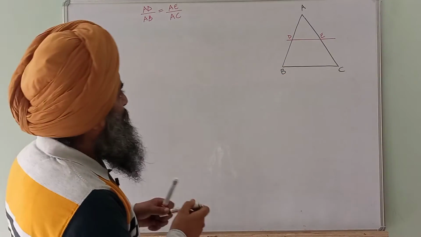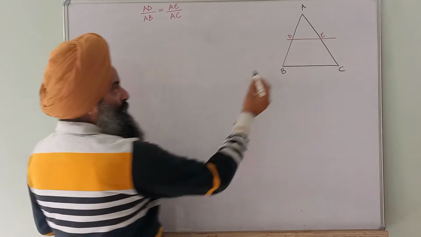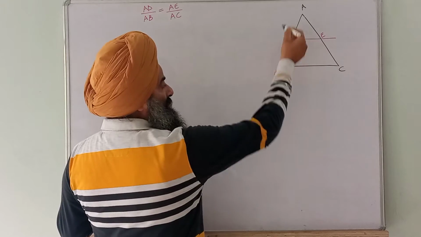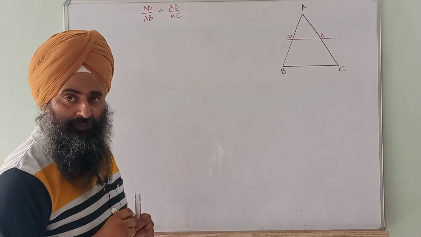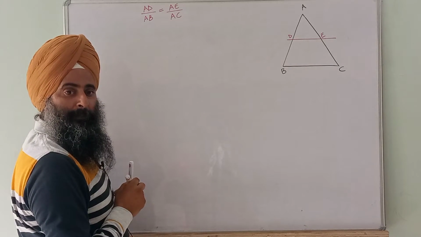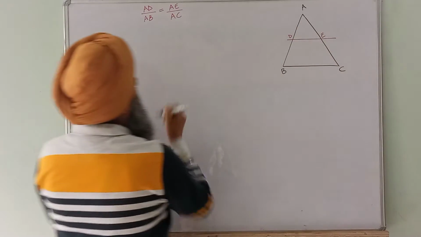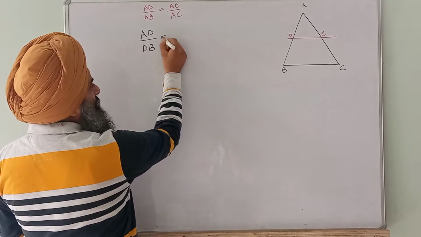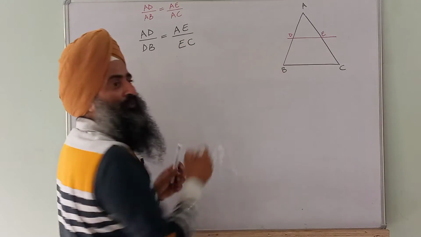Alright students. According to the theorem we have learned, if DE is parallel to BC, then what are the two ratios which are equal? Can any student tell me? Online students, in this triangle, what can we say? So these ratios are equal. AD by DB is equal to AE by EC. This we have already proven yesterday.